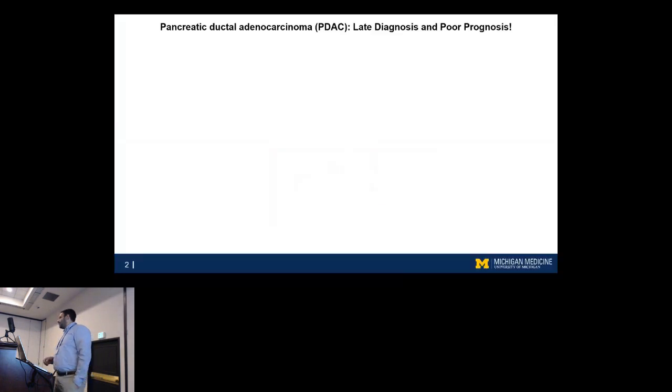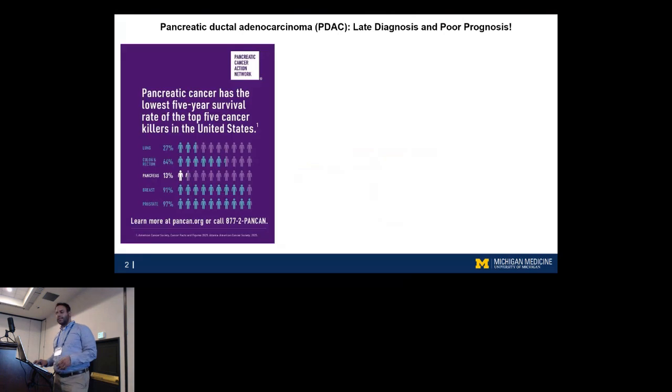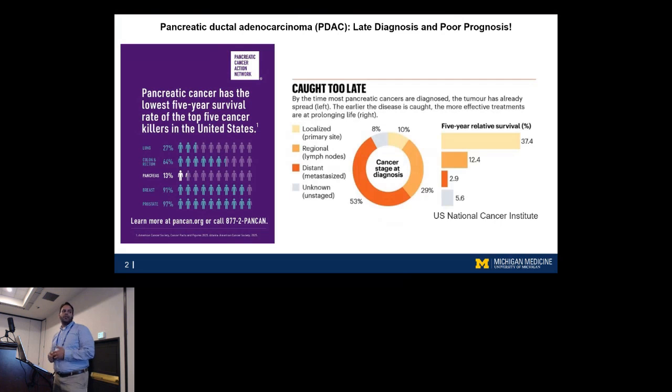So I'm working in a lab that's focused mainly on pancreatic cancer. I'll give you a little bit of an overview about pancreatic cancer. It's a pretty dismal disease. It has very low survival rates. It's one of the lowest cancers, with a 5-year survival rate of around 13%. The problem is that it usually gets diagnosed very late due to having nonspecific disease symptoms.